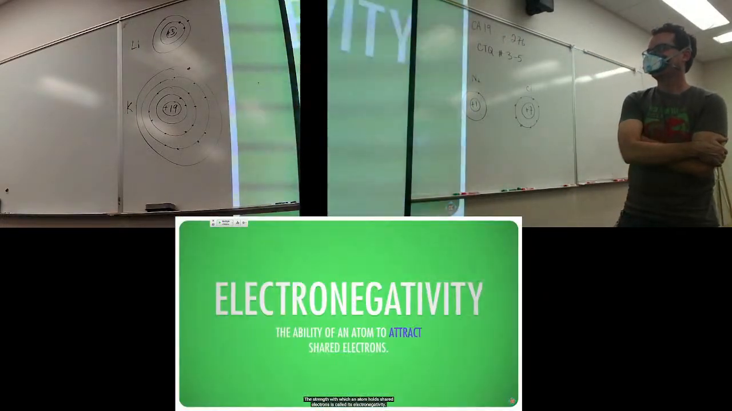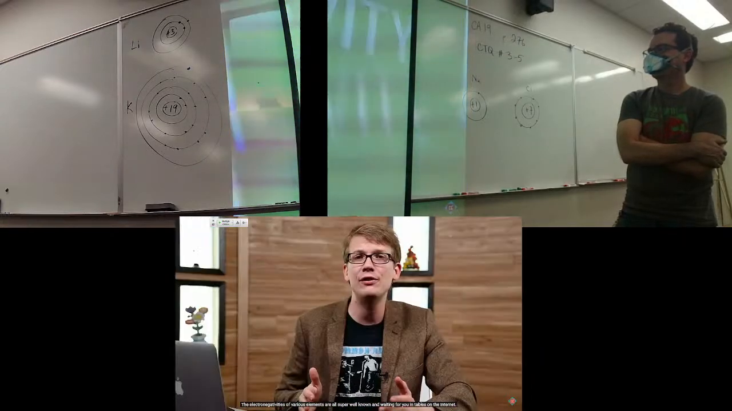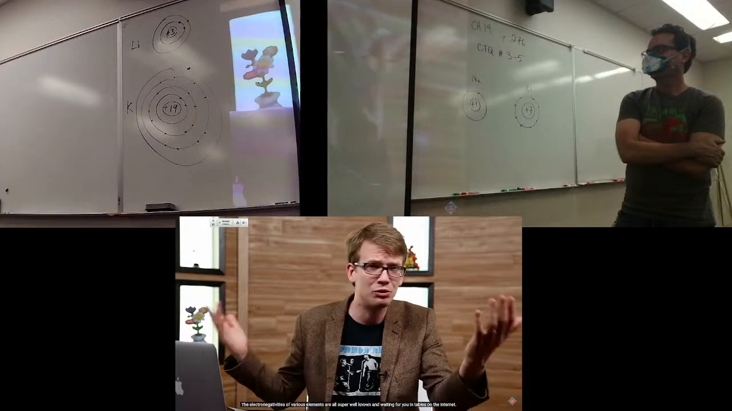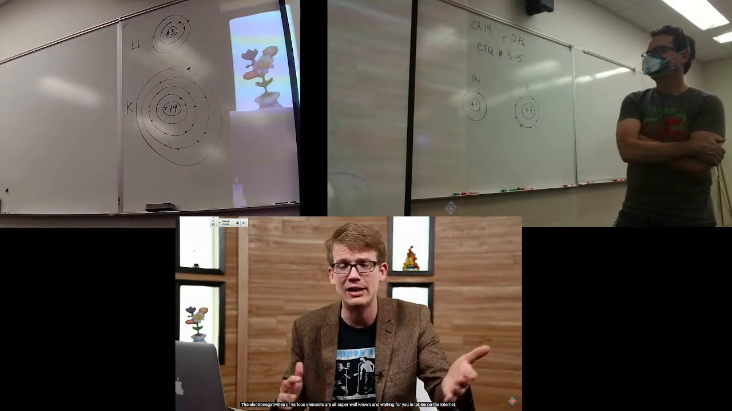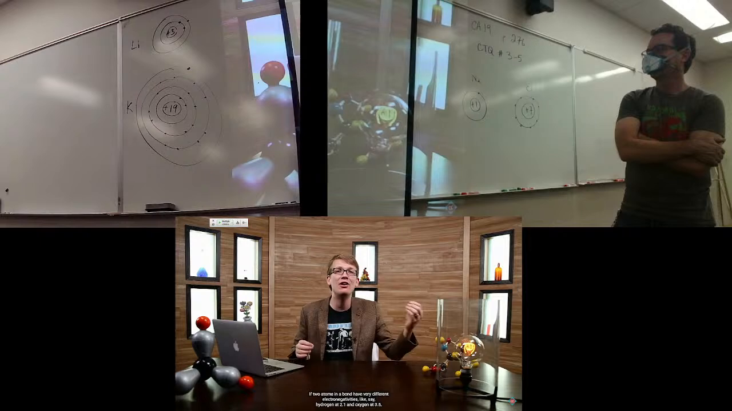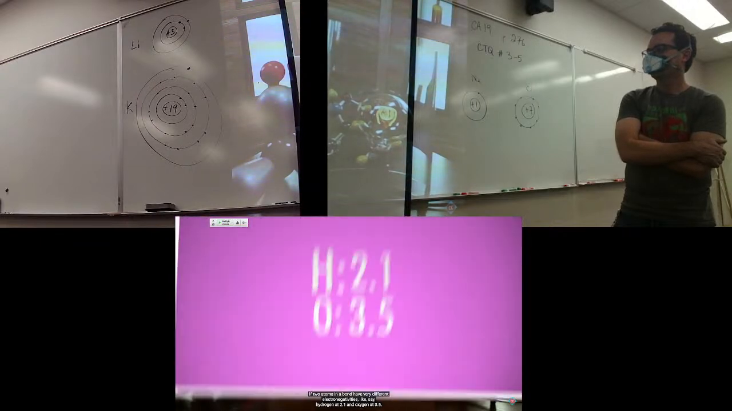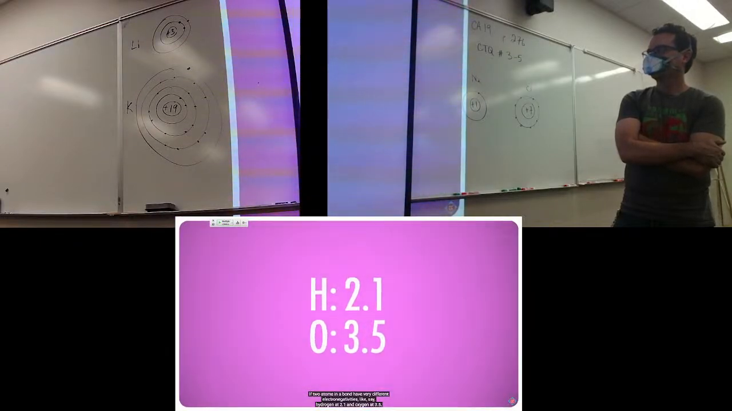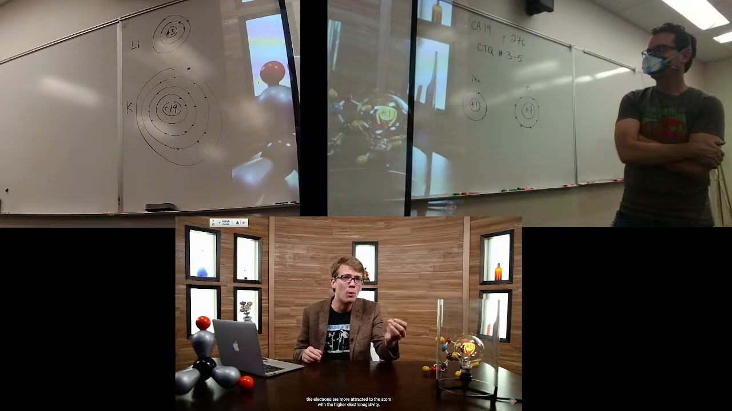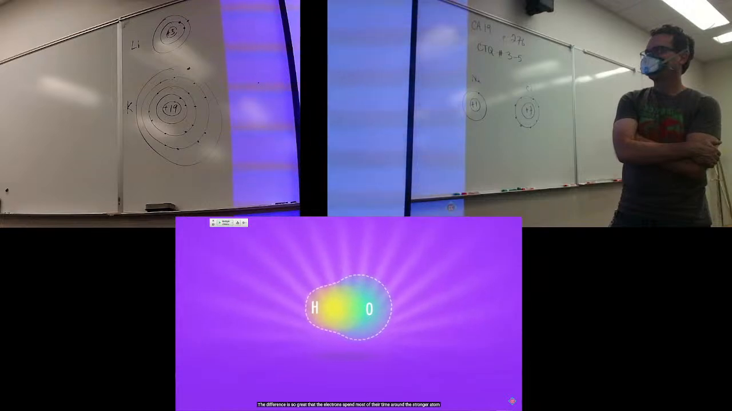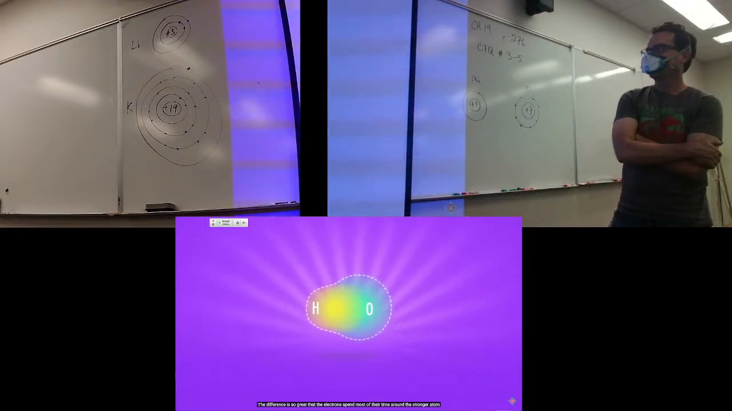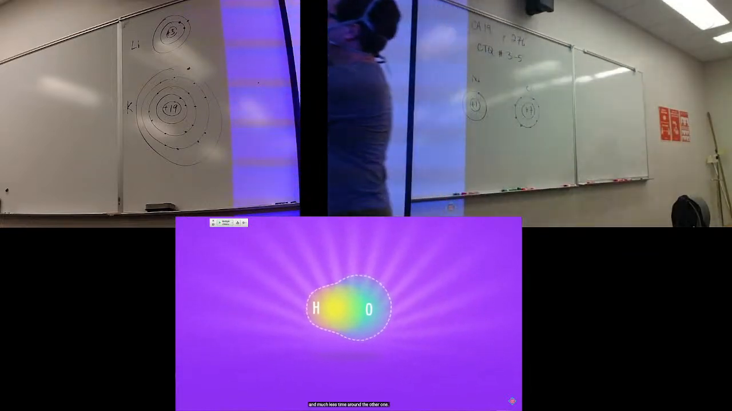The strength with which an atom holds shared electrons is called its electronegativity. The electronegativity of various elements are all super well known and waiting for you in tables on the internet. If two atoms in a bond have very different electronegativities, like say hydrogen at 2.1 and oxygen at 3.5, the electrons are more attracted to the atom with the higher electronegativity. The difference is so great that the electrons spend most of their time around the stronger atom and much less time around the other one.